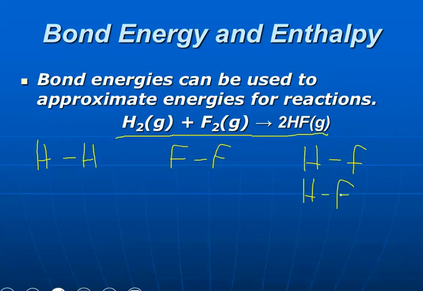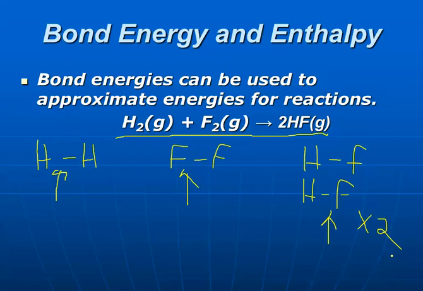That's important as well. Remember, our enthalpy is an extensive property. It does depend on how much you have. So you look up the bond energy of the HH, you look up the bond energy of the FF, you look up the bond energy of HF and multiply it by 2 because you've got 2 moles.